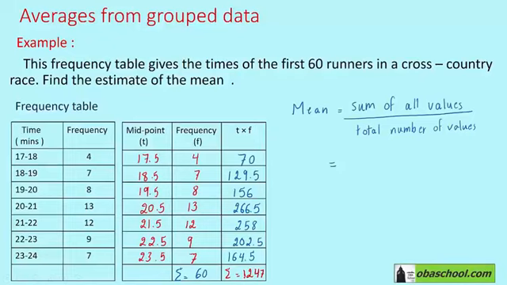And now, after we have the sum of values and the total number of values, we just have to divide 1247 divided by the total number of values, which is 60, is equal to 20.78.